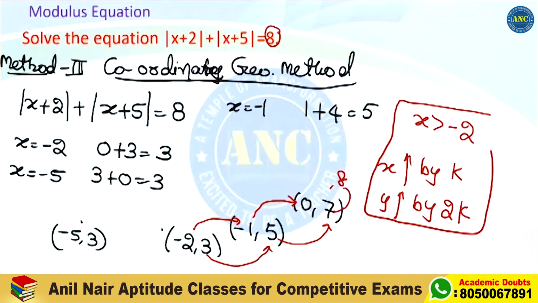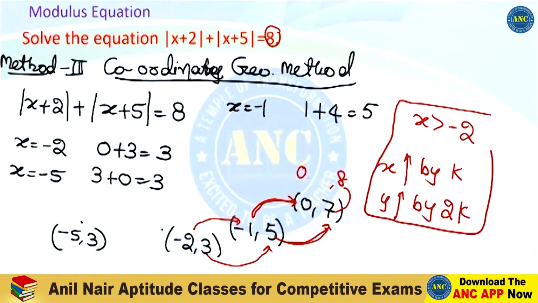If x increases by 1, y increases by 2, so if y increases by 1, x increases by 0.5. So at x value 0.5, y will be 8. I hope the idea is clear. Just by pure visualization, you will get the answer.